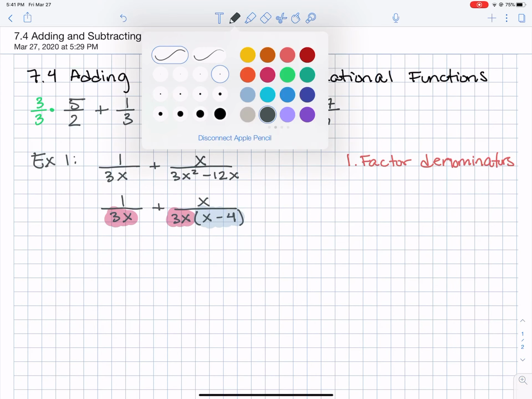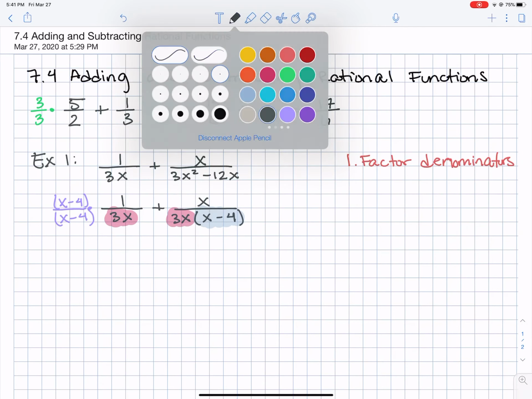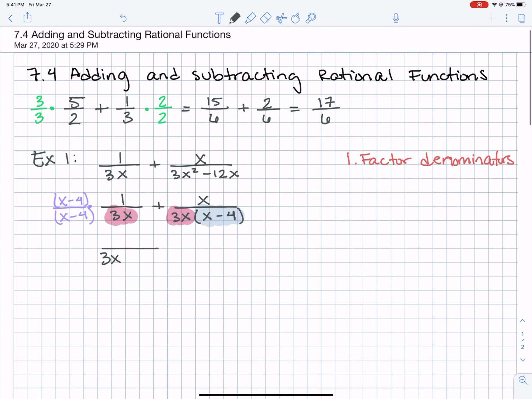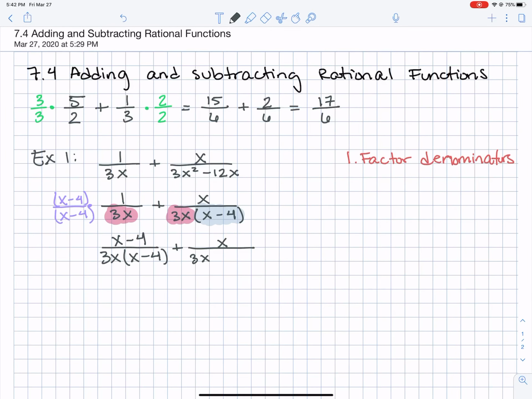So I am going to need to multiply my other fraction by x minus 4 over x minus 4. That way, my denominator is going to be 3x times x minus 4, and that's going to be the same on both. This one I'm going to multiply my numerator too. This one on the right side does not change.